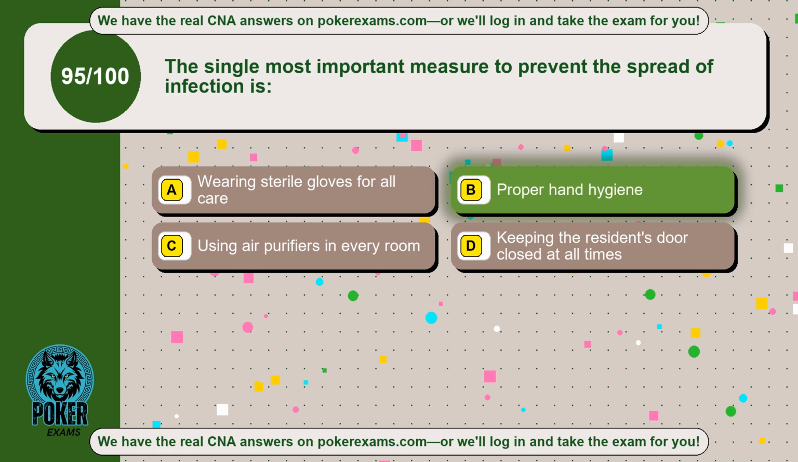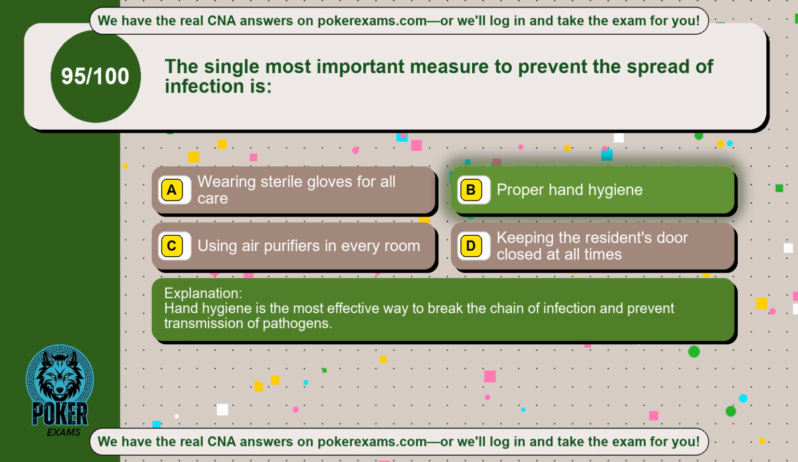The correct answer is option B. Proper hand hygiene. Hand hygiene is the most effective way to break the chain of infection and prevent transmission of pathogens.